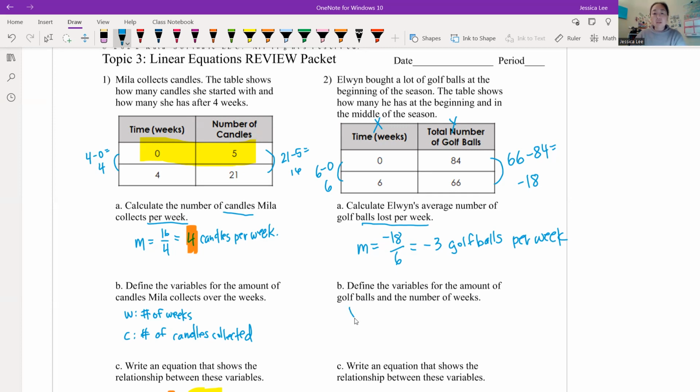So here we go. What is X? I like to use a colon. Some people like to use an equals. Either way is fine. X is going to be the number of weeks.